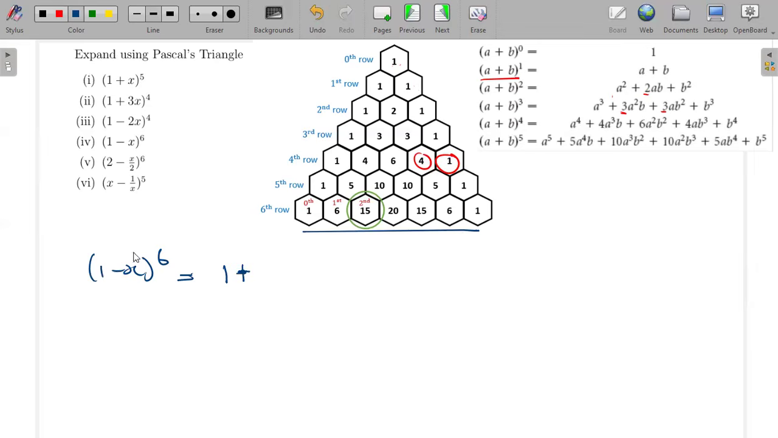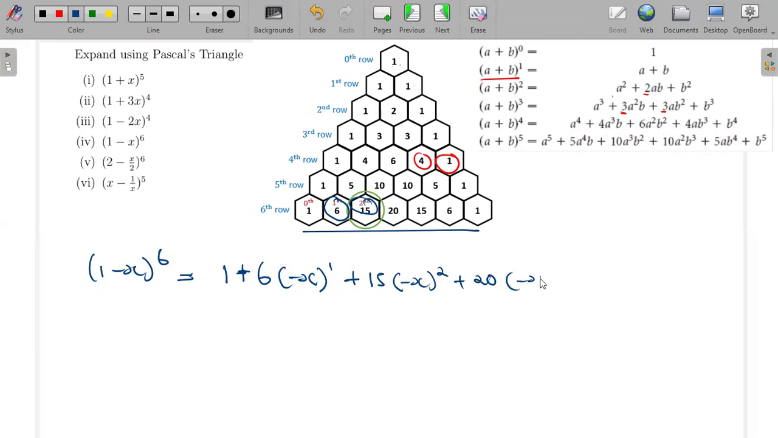And then for the negative x, the powers are increasing. So for the negative x, it will increase to 1. So the coefficient I write, that's 6, and then negative x to the power of 1. And then you have the next one that's going to be plus 15. So 15 there, and then 1, of course, for the 1 the power is reducing. It was first at 6, then 5, but we know we're still going to get 1. And then this will be negative x to the power 2, plus 20.